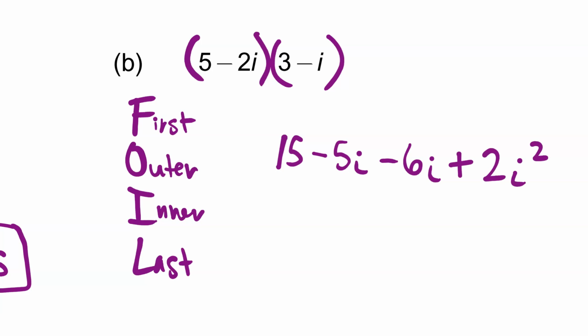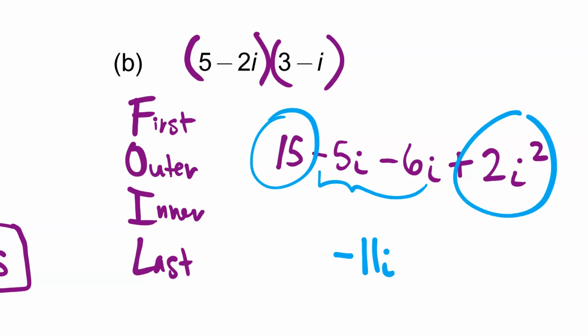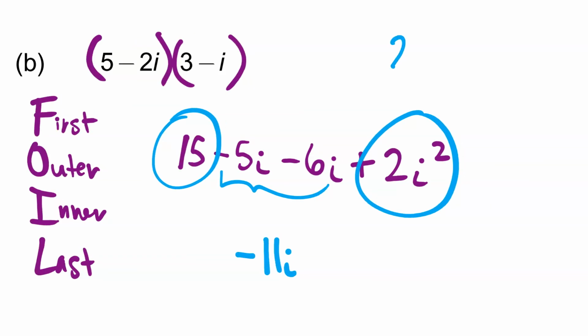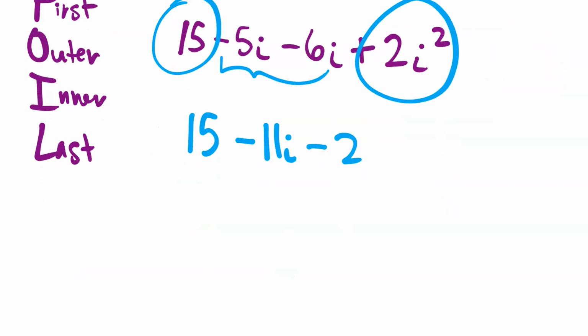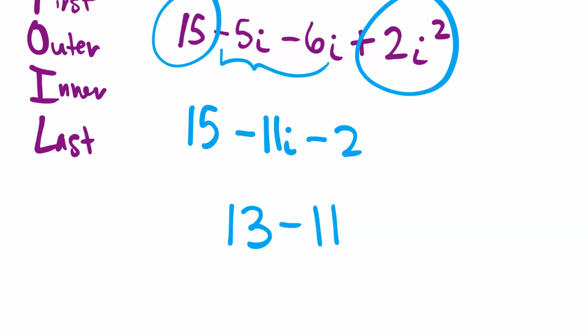So there are 2 things we have to do to simplify. First, in the middle, I have negative 5i and negative 6i, so I'll go to negative 11i. Just combining like terms. And then I have to deal with these 2 right here. I know that 2i squared is the same thing as 2 times negative 1, since i squared is negative 1. So what I have here is 15 minus 11i minus 2. So 15 minus 2, I'll have 13 minus 11i.